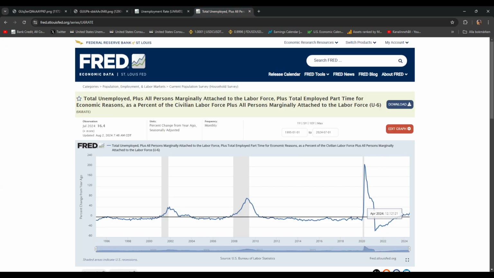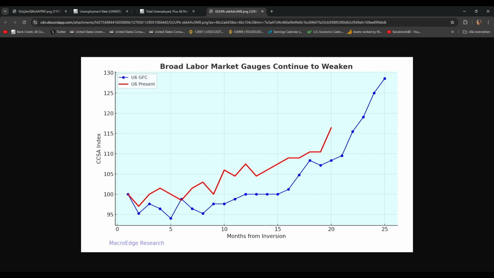U6, like I explained, counts everyone, right? And this is at a 16.4% increase year over year. The blue line is the GFC, and you can see it in the top left, U6 GFC. The blue line is the path that it took from the moment the yield curve inverted to where the U6 unemployment rate started to move up. The red line is where we are now. You can see that they're extremely similar.